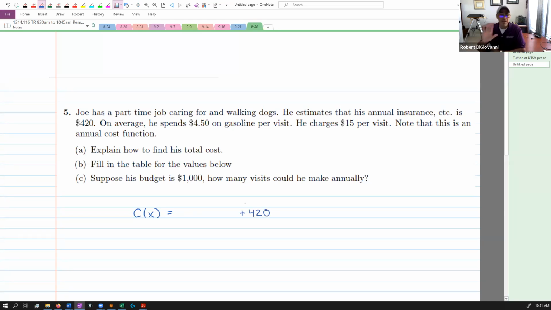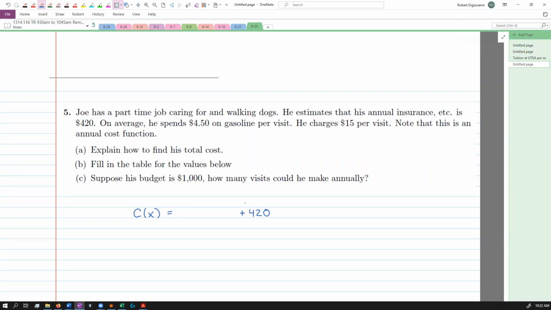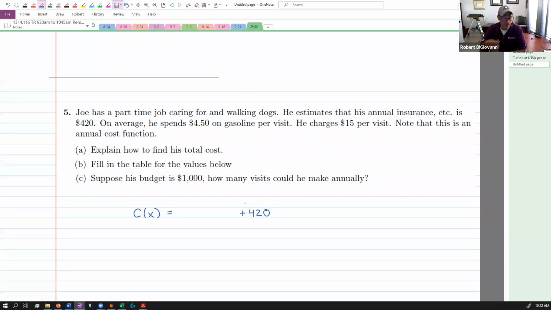And I'm putting plus. Now we could talk about this, but this is a cost function. It is going to give us a number that represents the cost. We know right now that the cost, no matter what, is $420, right? I'm not going to put negative 420. I'm going to count that 420 as a positive, even though we know it's a cost, so it's coming out of his pocket, right? Okay. Now, that's regardless of how many dogs he walks, or how many jobs he does.